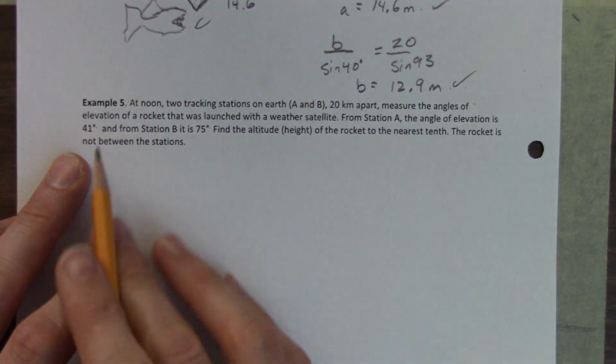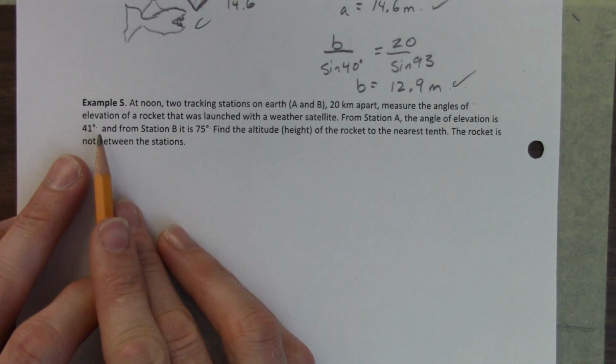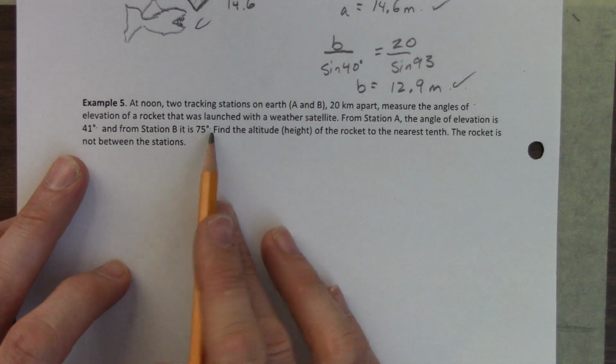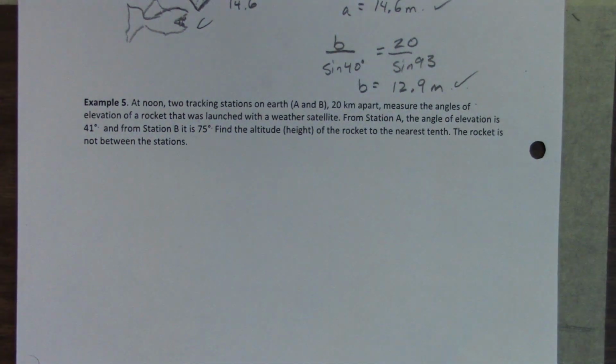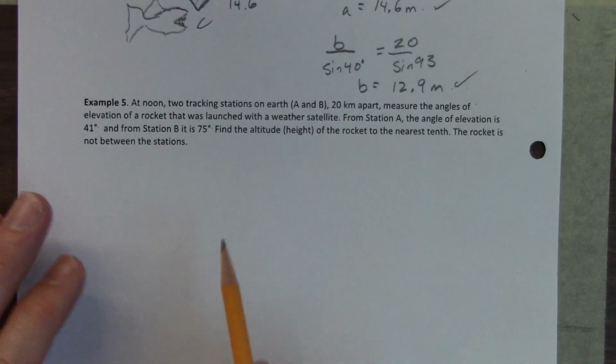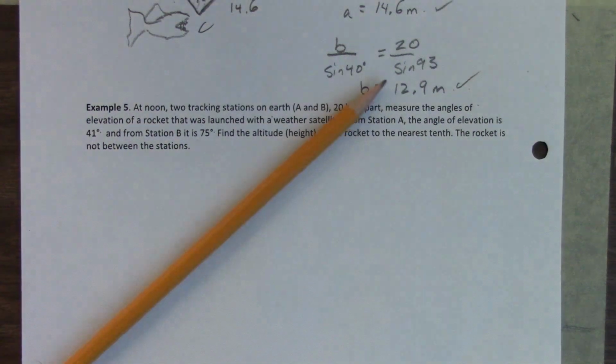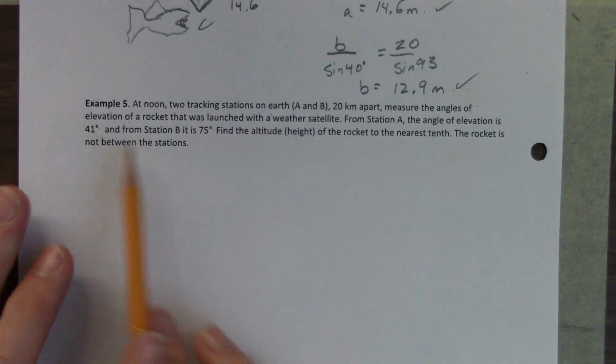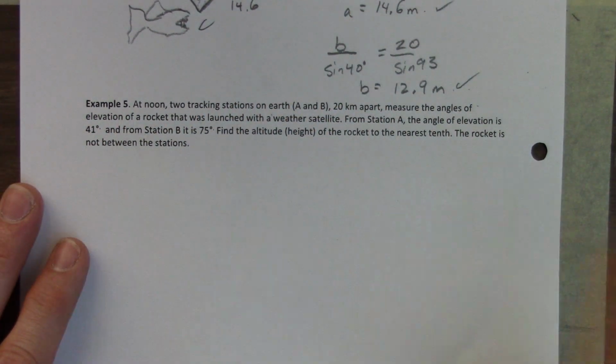From station A, the angle of elevation is 41, and from station B is 75. Okay, so you have to have an idea of what a 41-degree angle is and what a 75-degree angle is, right? We know 90 is straight up. We know 45 is right in the middle of 90. If you want a ball to go as far as you can, you throw it at 45. So, based on that information, we should roughly be able to get these angles, okay?